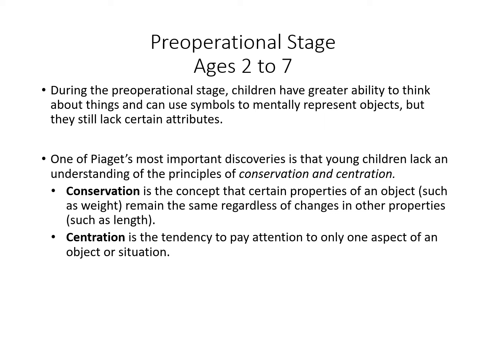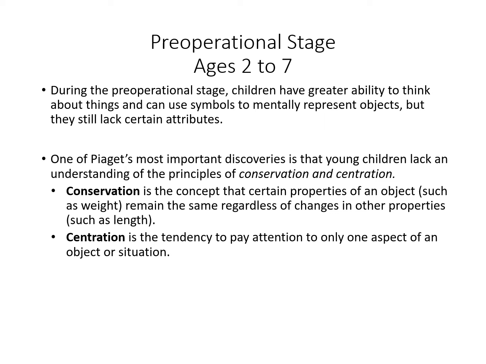Centration, on the other hand, is the tendency to pay attention to only one aspect of an object or situation. This is why preschool children have trouble sorting objects by more than one characteristic. Suppose you give a preschool child blocks that are different shapes and colors. Maybe the blocks are triangles, circles, and squares. You can say to the child, sort the blocks by color, and they'll put all the green blocks, all the blue blocks together, and all the orange blocks together.